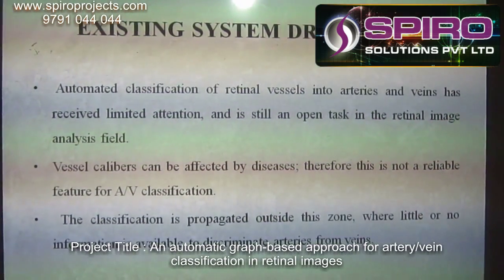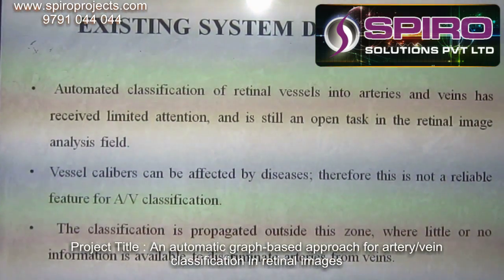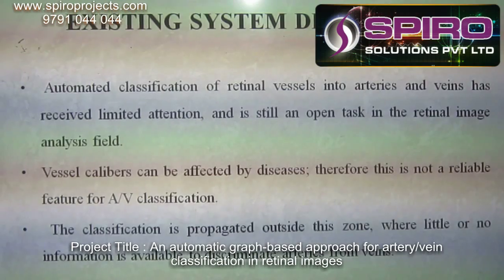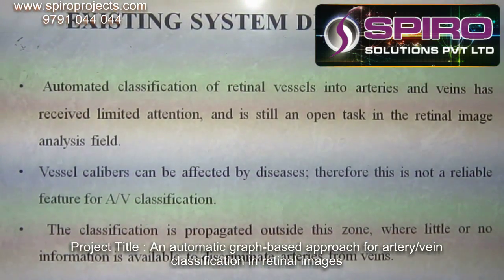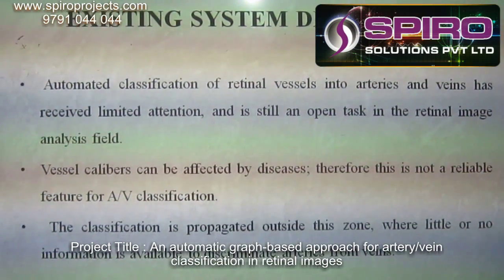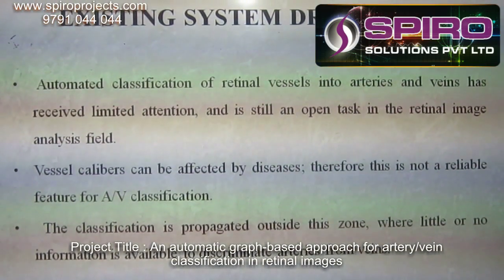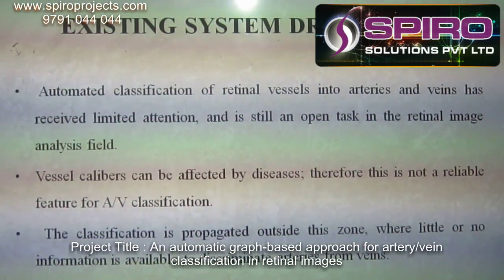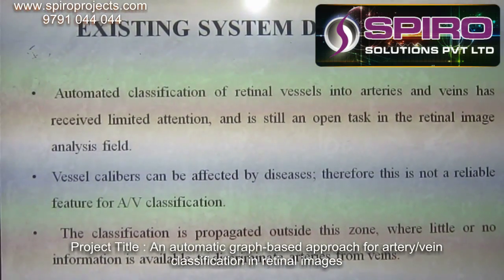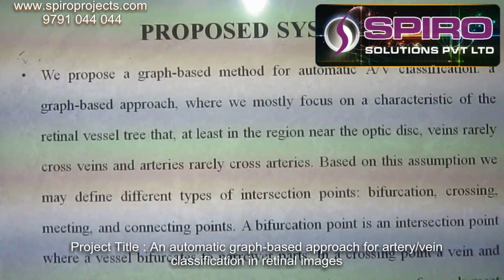The drawbacks in the existing systems. Automated classification of retinal vessels into arteries and veins has received limited attention and is still an open task in the retinal image analysis field. Vessel calibers can be affected by diseases. Therefore, it is not a reliable feature for artery vein classification.